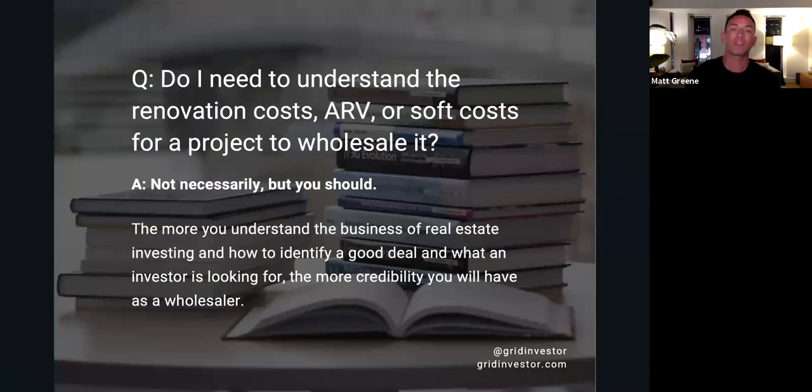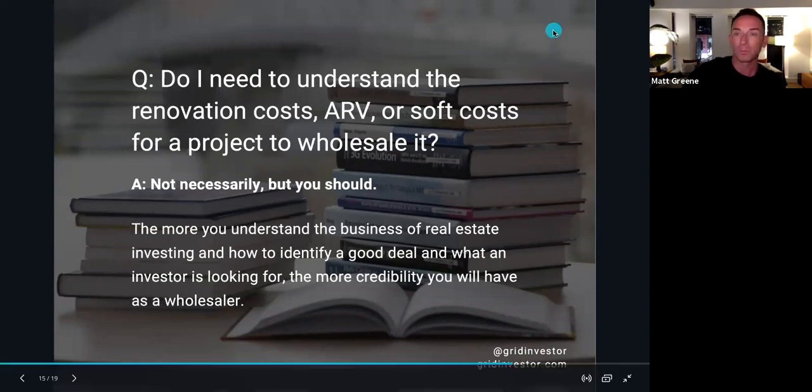Do you need to understand renovation costs, ARV, after repair value, or soft costs for a project to wholesale it? Again, not necessarily. It's a good idea that you understand these things. Wholesaling, or assignment contracts, is not something that the novice, if you're a new investor, you really should have somebody advising you on this process. But again, it is a way to turn a profit quickly if you're looking to invest in real estate.